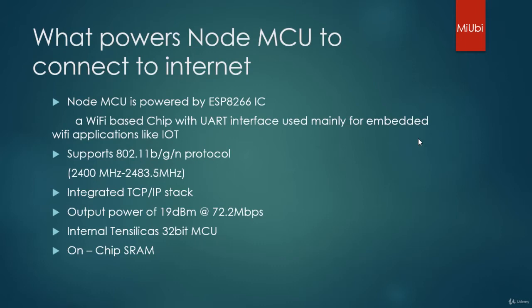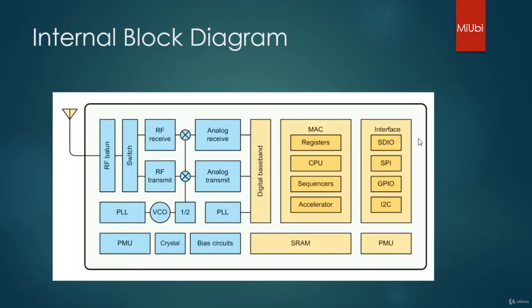It also has an integrated TCP/IP stack and an output power of 19 dBm, and it is powered internally with a Tensilica MCU. Whatever MicroPython image is running, it's actually running on the 32-bit MCU present on the ESP8266. If you see the internal block diagram, all this blue colored part is the analog or RF portion, and this yellow colored part is the processor portion. It has all the basic needs to be called a processor, and it also has this wireless connectivity hardware.